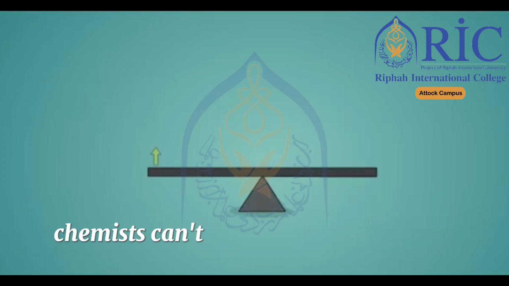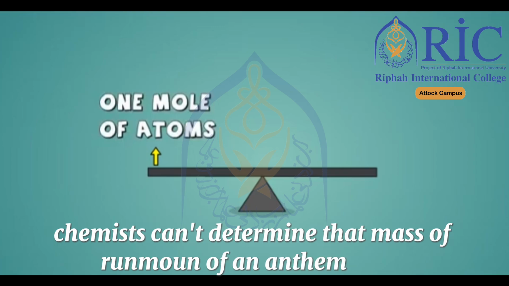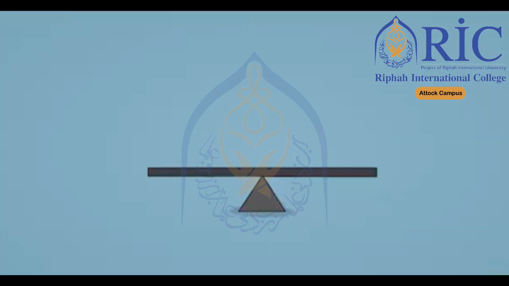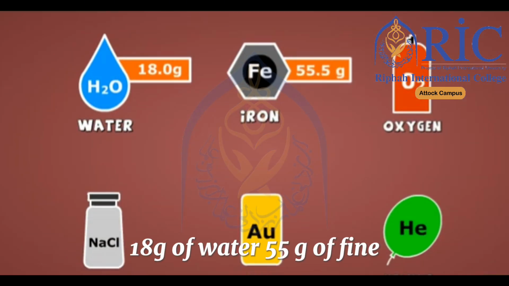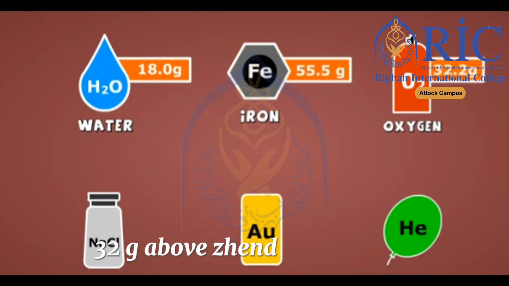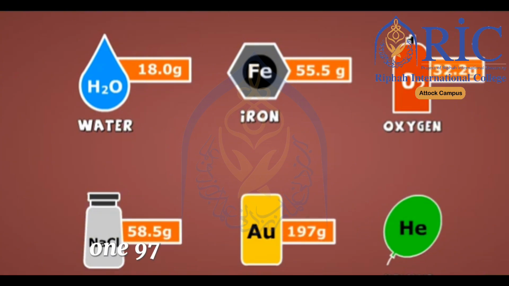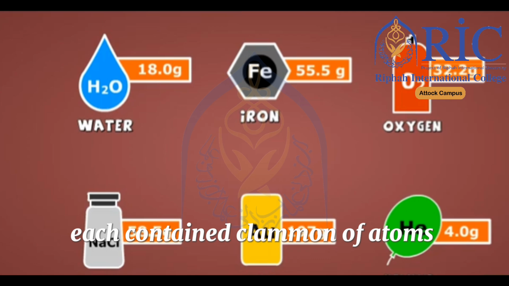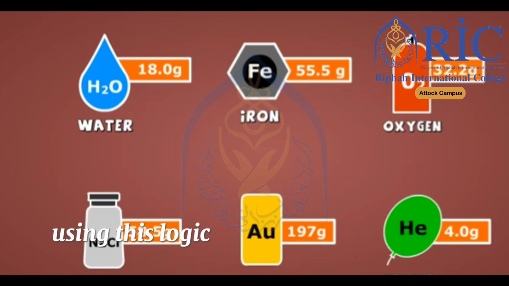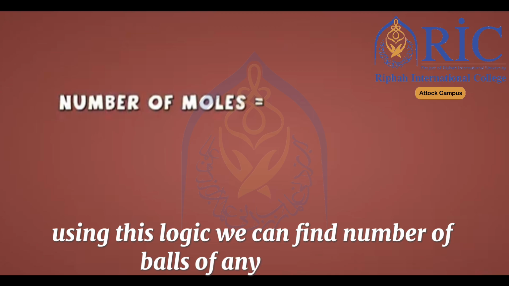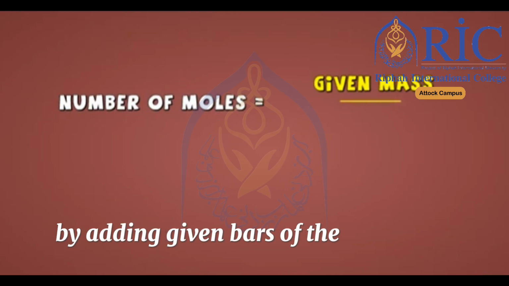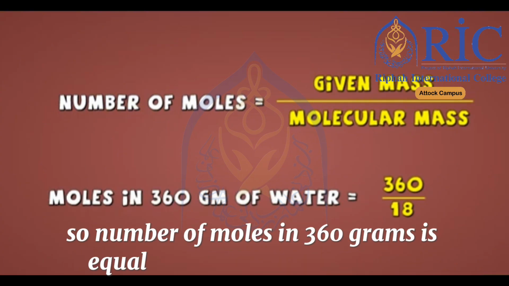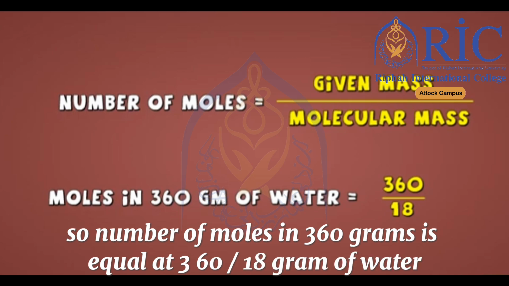Experimentally, chemists can determine that the mass of 1 mole of an atom or molecule is equal to its atomic or molecular mass in grams. 18 grams of water, 55 grams of iron, 32 grams of zinc, 58.5 grams of salt, 197 grams of gold, and 4 grams of helium each contain 1 mole of atoms or molecules. Using this logic, we can find the number of moles of any substance by dividing the given mass of the substance by its molecular mass. So the number of moles in 360 grams is equal to 360 divided by 18 grams of water.